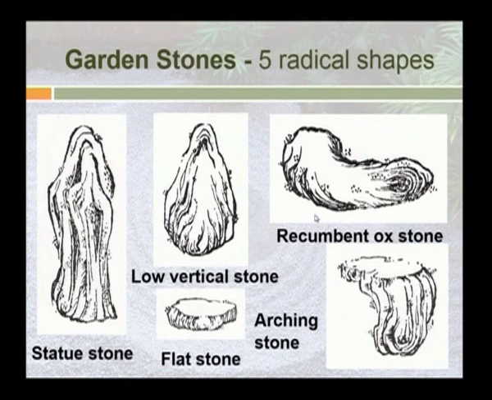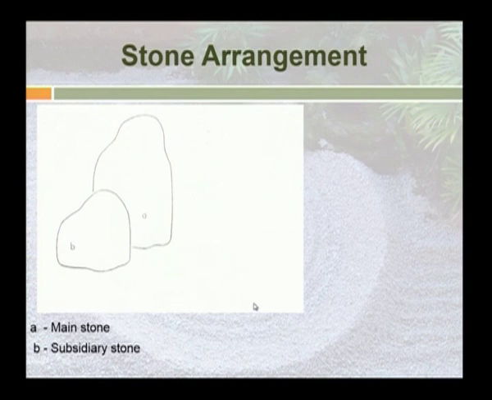The fifth basic shape is the recumbent ox stone. It got its name because it resembles a resting animal. So, this is higher on one side, it is curved, and it is lower on the other side. The flat stone and the recumbent ox stone are considered horizontal stones, whereas the other three are considered vertical stones. And all these stones are placed in the gardens with specific rules related to it.